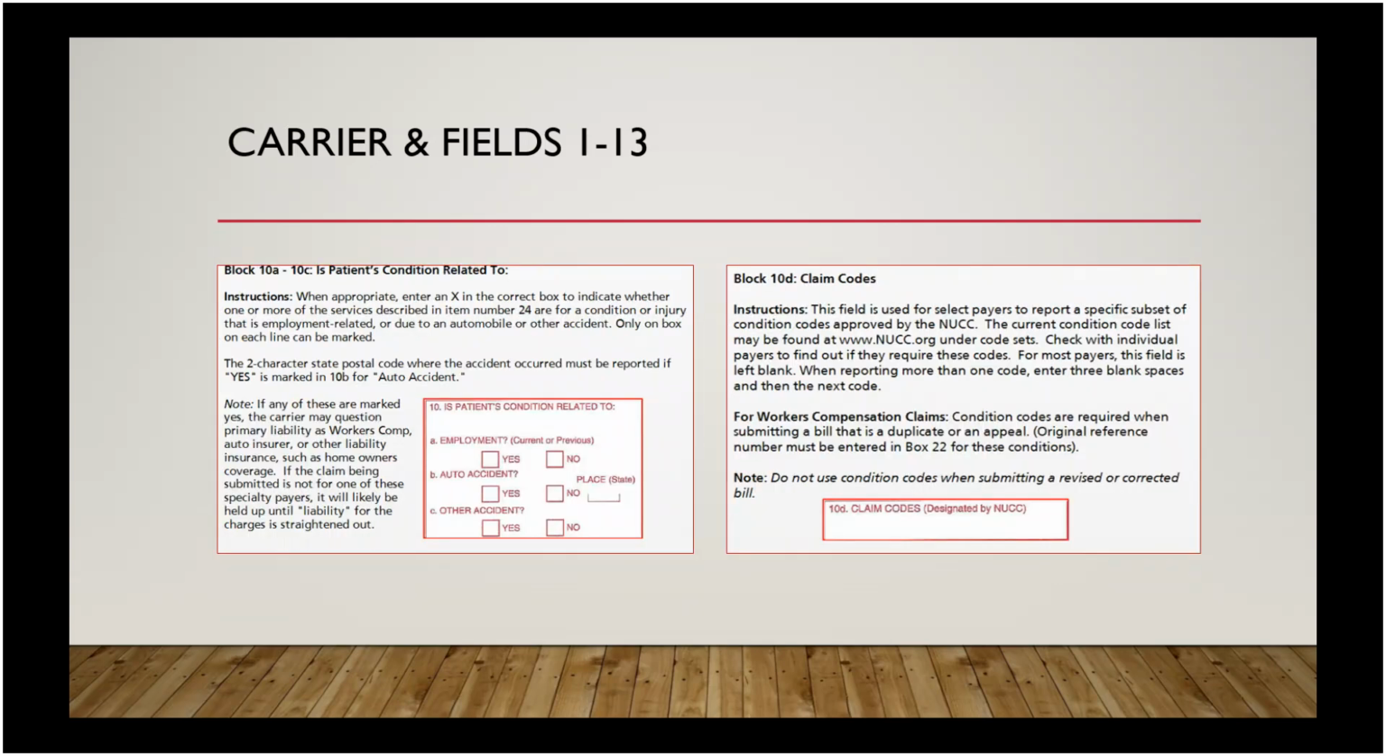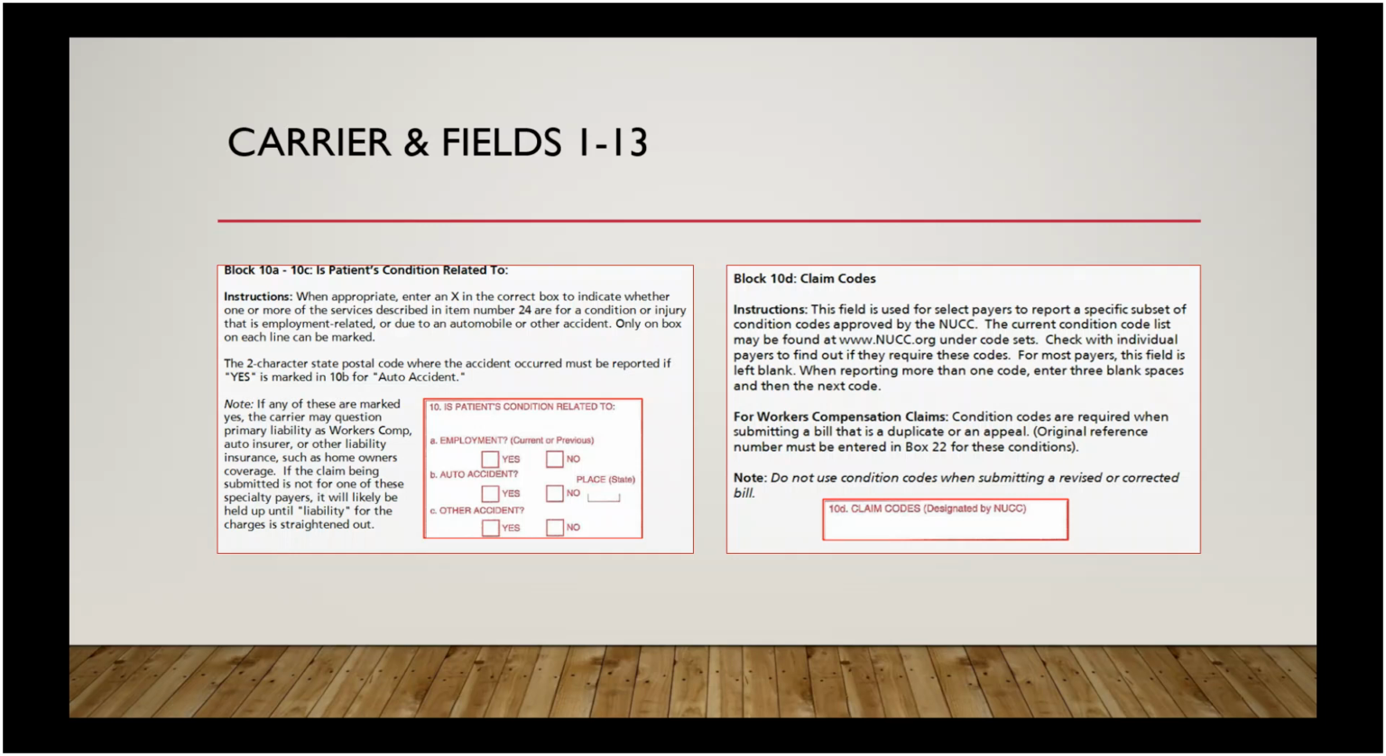10A through 10C is what the patient's condition is related to. On this particular one, if it's not related to an employment accident, an auto accident, or property and casualty, you're going to select no on each one of those. If we do have an auto accident, you're going to enter the state. We want to make sure that we add that. Some of your practice management software or your billing will actually have you enter that, and it will automatically be pulled into the claims form.